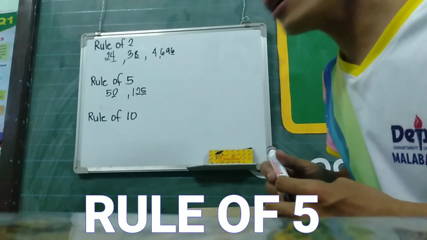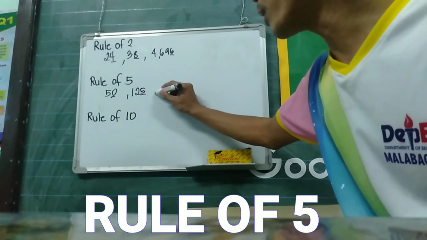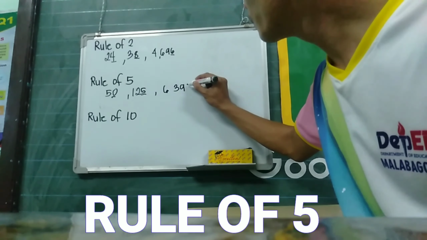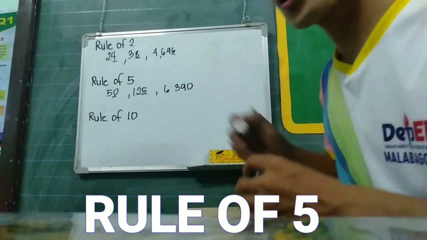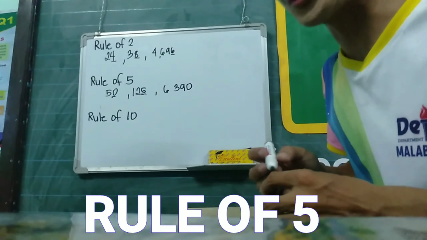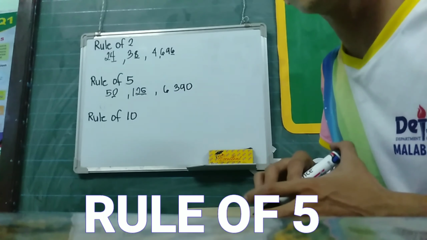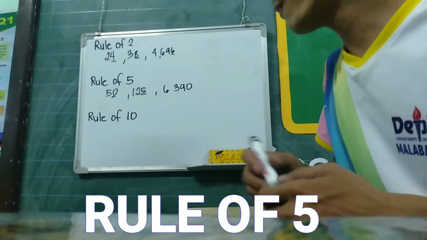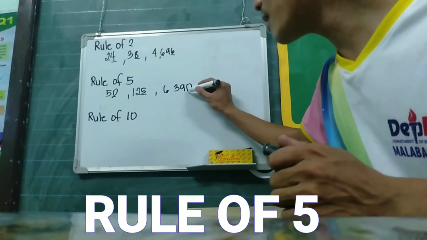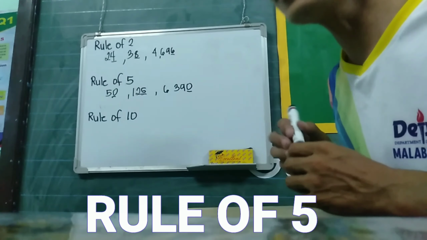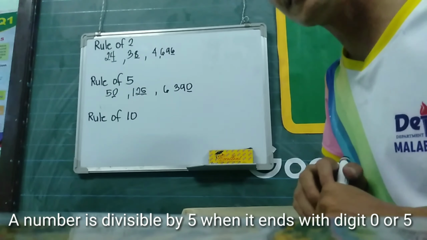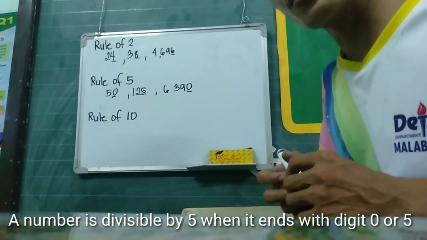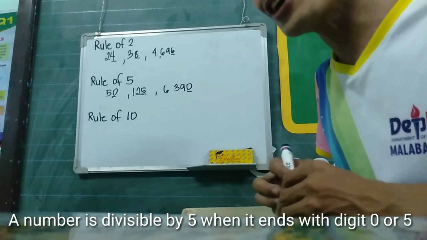So divisible by 5. Another one. So we are having a large number. So 6,390. So 6,390 is divisible by 5 because the last digit is 0. So again, the rule of 5 states that a number is divisible by 5 if the last digit of a number is a 0 or 5.